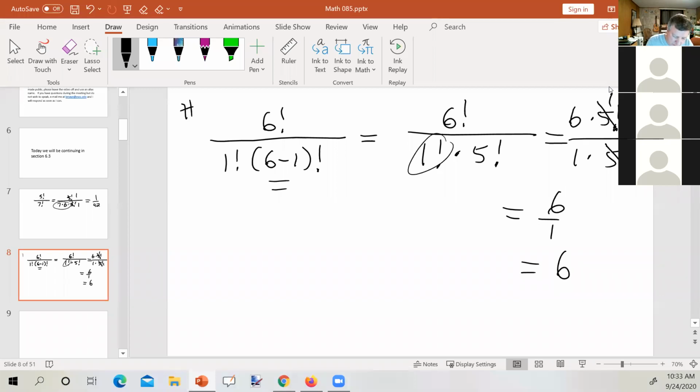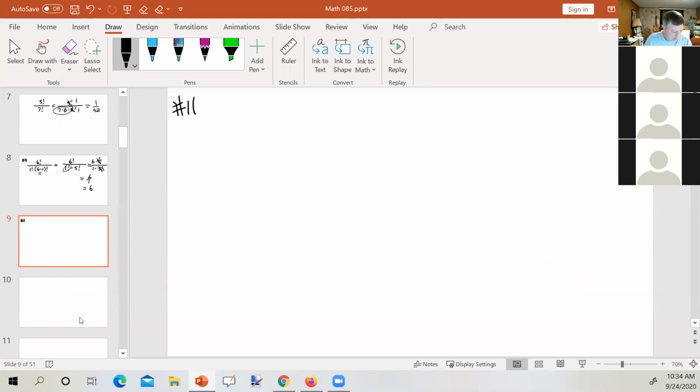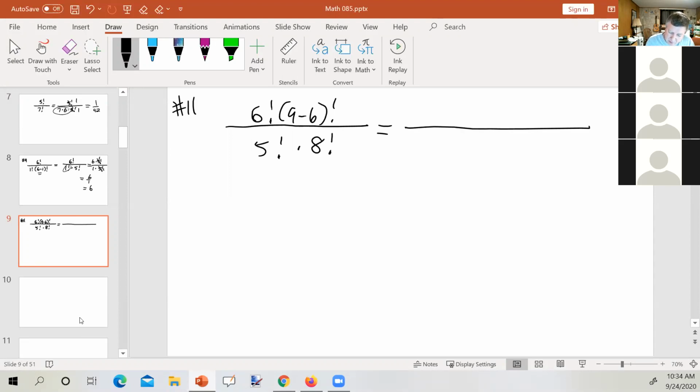Let's see, so that was number 9 on somebody's WebAssign assignment. Any questions about that? All right, let's take a look at number 11. And this particular one is 6 factorial times 9 minus 6 factorial over 5 factorial times 8 factorial. So in the numerator, we've got 6 factorial times 9 minus 6 would be 3 factorial. And in the denominator, we've got 5 factorial times 8 factorial. All right. So let's see here.